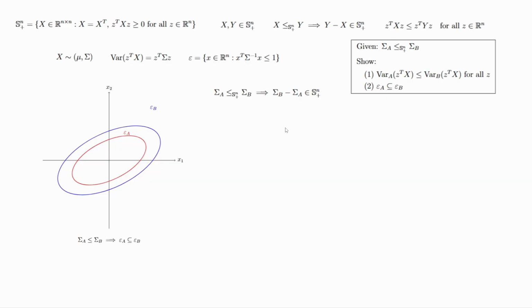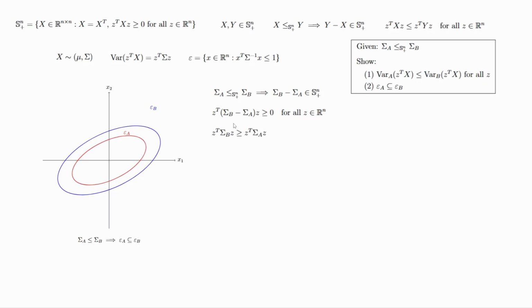Well, to show something like this, we always have to start with what we're given. And we're given that sigma A is less than or equal to sigma B. And so this means that the difference is in the set of positive semi-definite matrices. And since the difference belongs to this set of matrices, we know that for any Z, we have Z transpose times the difference times Z is greater than or equal to 0. So we can arrange this term as follows.